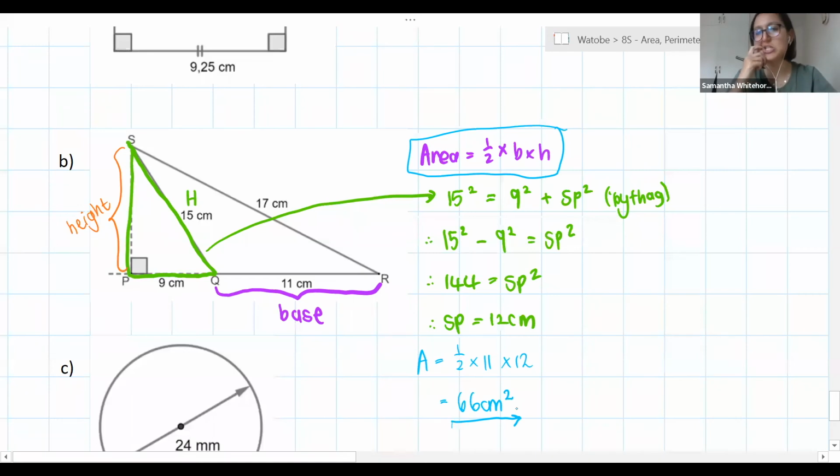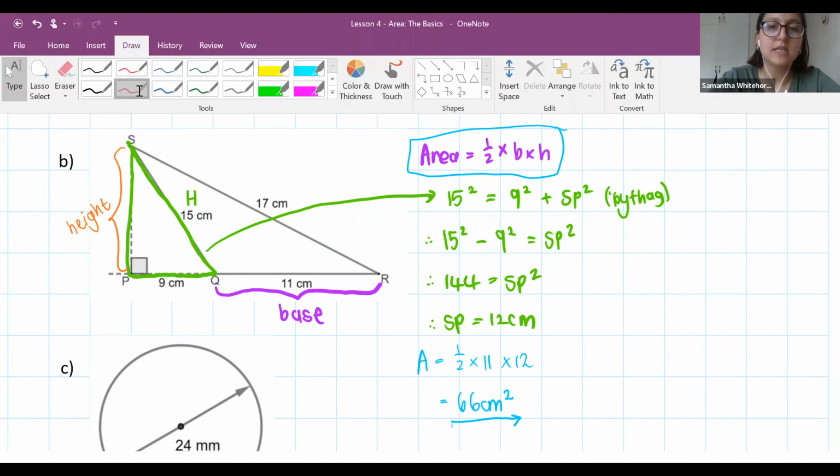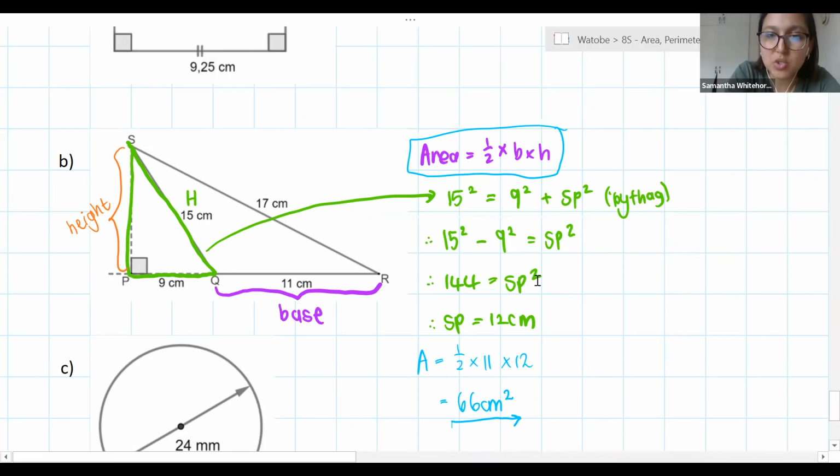So guys, exactly as Lolita has told us, 66 centimeters squared is our area. We needed to finish working out our height in order to get that 12 centimeters. Remember, as Lolita told us, 144 is SP squared. I don't want SP squared, I want SP. So I have to square root both sides in order to get rid of the squared. The square root of 144 is 12. And then because SP is the height, I can substitute that into my formula. And so half times 11 times 12 is in fact 66 centimeters squared. Got there in the end.